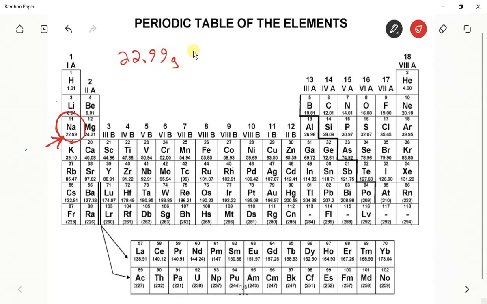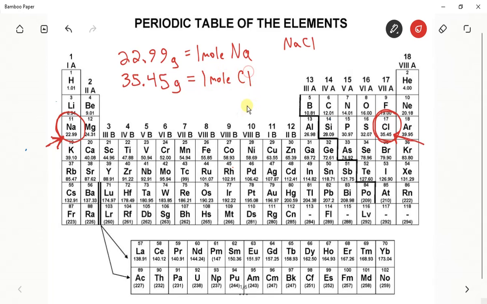So that's 22.99 grams in 1 mole of sodium. And that's what we need, right? We need 1 mole of sodium for sodium chloride. Now, if you look on the right of the periodic table, chlorine is over here in the 7th column, and chlorine's atomic mass is 35.45. So that means 35.45 grams is going to equal 1 mole of chlorine.